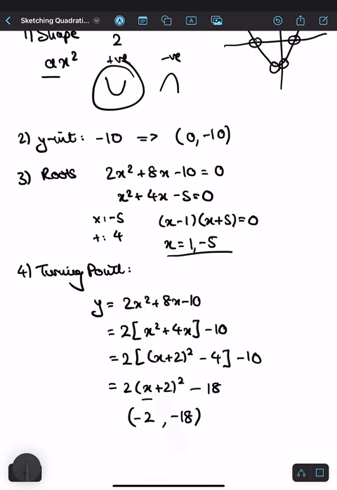The way you can remember it is you change this and keep this, the signs. So you change the sign of the 2 here, so it's negative 2, and you keep the sign of negative 18. So this is your turning point.